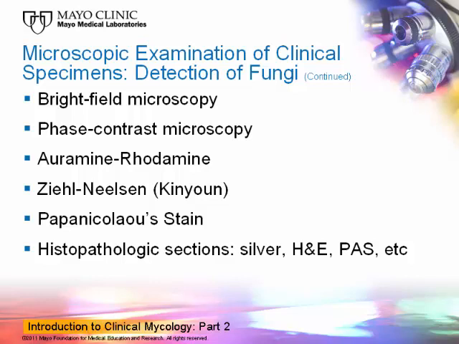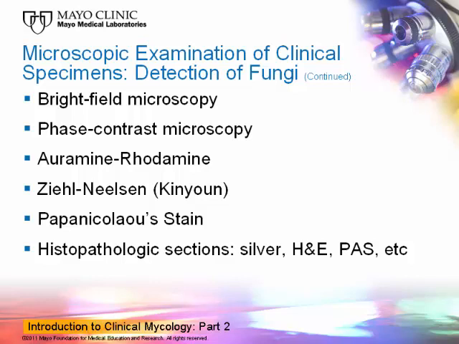The auramine rhodamine stain is used in the mycobacteriology laboratory and can stain organisms like Blastomyces. The Ziehl-Neelsen or the Kinyoun stain is an acid-fast stain that uses methylene blue as a counterstain. The organisms may not necessarily stain acid-fast, but you can see them with a counterstain. So you have to look beyond the acid-fast part of the stain. The Papanicolaou stain is used in cytology for looking for cancer cells. You can see fungi in Pap smears of sputum and other clinical specimens.